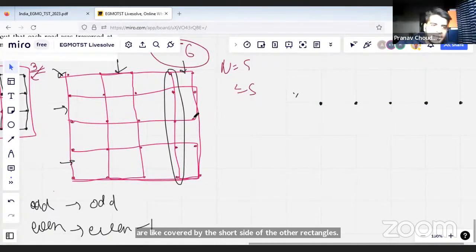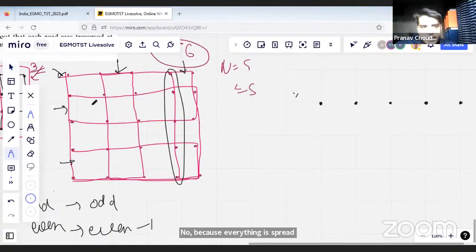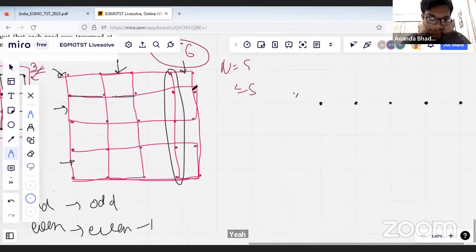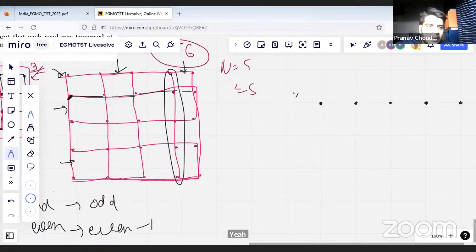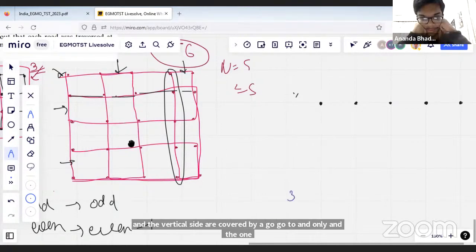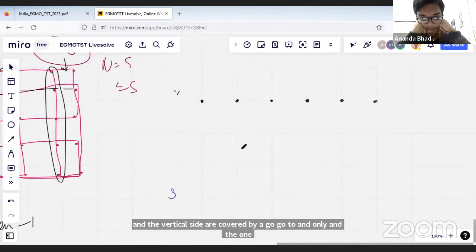No, because everything is paired up. See, like in this n equals 5 case, this big rectangle covers the horizontal sides, and the vertical sides are covered by another big rectangle. So everything is covered by a big rectangle only.